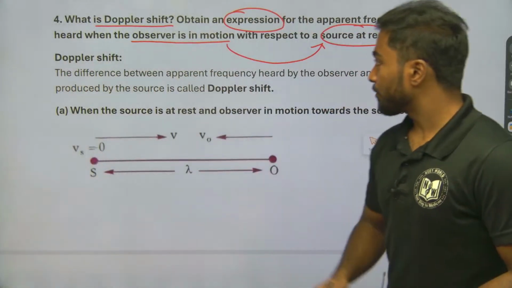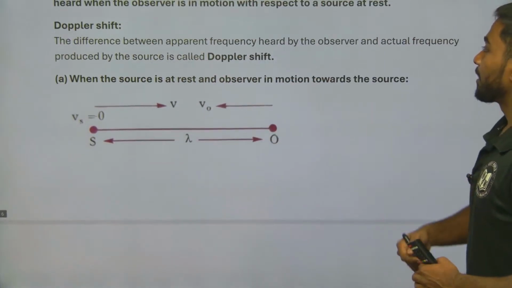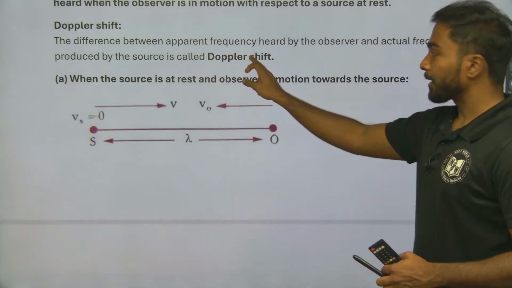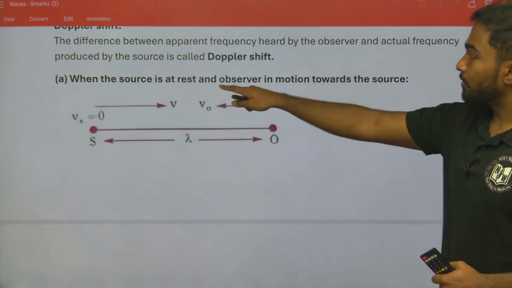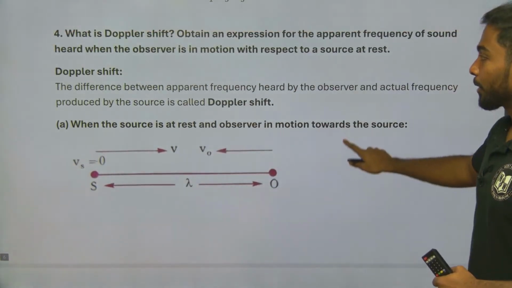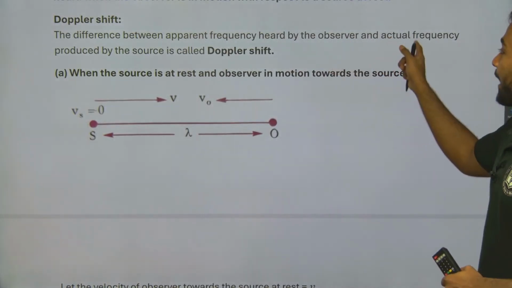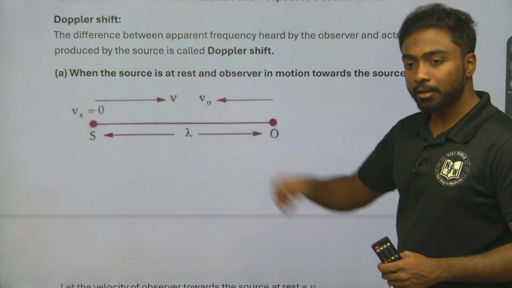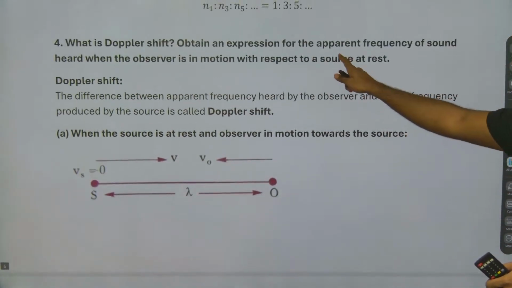So first, what we need to write? Doppler effect. What is the meaning of Doppler effect? The difference between the apparent frequency heard by the observer and the actual frequency produced by the source is called Doppler effect, right? So now I need to write the expression.